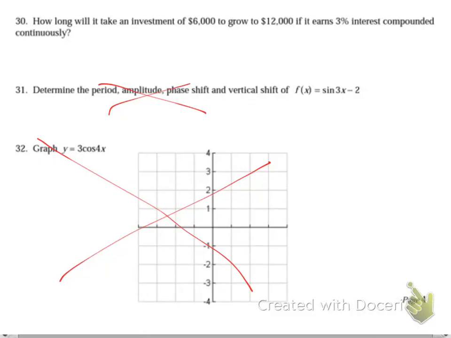Okay, I think we are finally on our last video for the College Algebra Trig Final Exam Review. We're going to start off with number 30. How long will it take an investment of $6,000 to grow to $12,000 if it earns 3% interest compounded continuously?